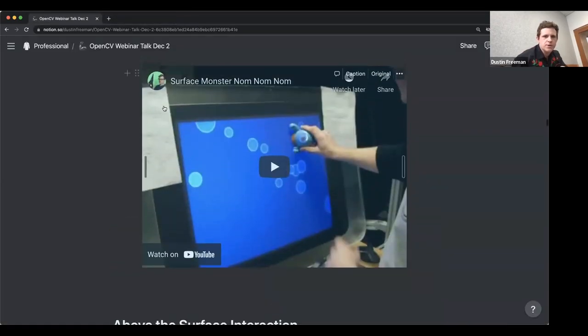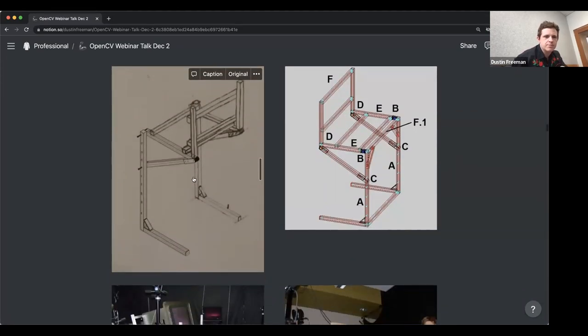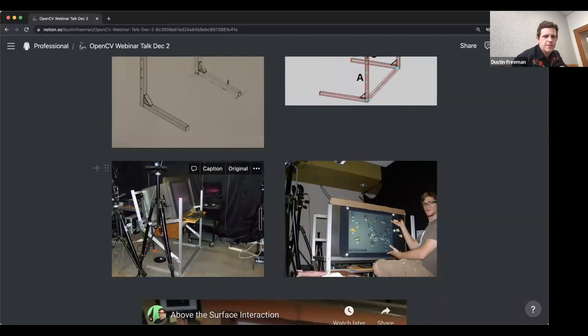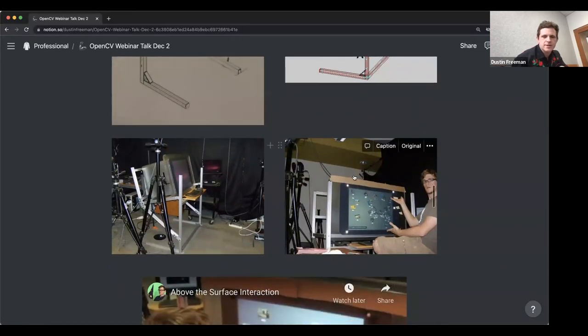So this is of course mounted up and sideways. I built this kind of crazy table because I wanted to play with different orientations. This is what happens when you're in grad school and you have a huge budget. This is a mocap system.